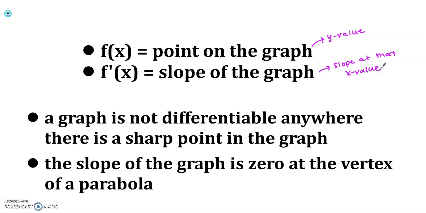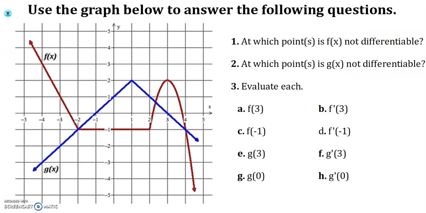Okay. Now there's a few times where we can't find the derivative of the graph. So a graph is not differentiable anywhere there's a sharp point in the graph. Okay, that means there is no derivative. And then the slope of the graph is 0 at the vertex of a parabola. So let's look at a few examples to talk about what all this means.